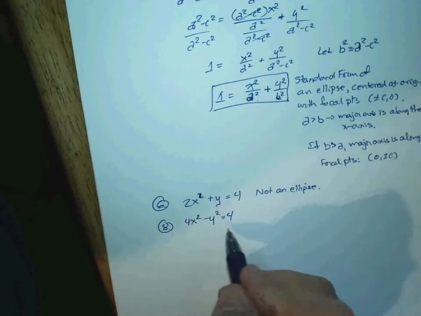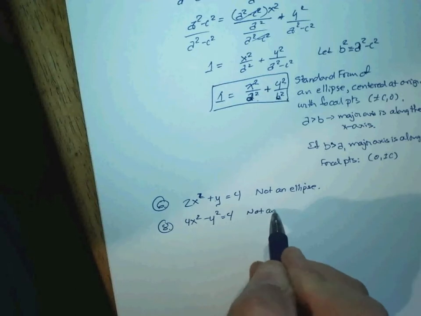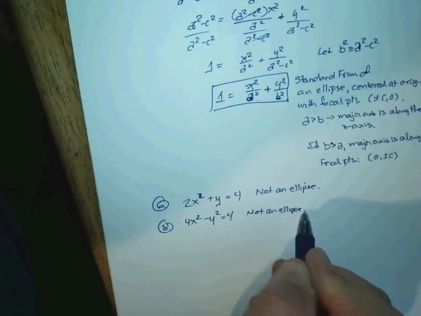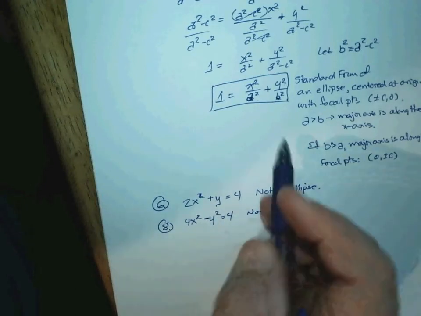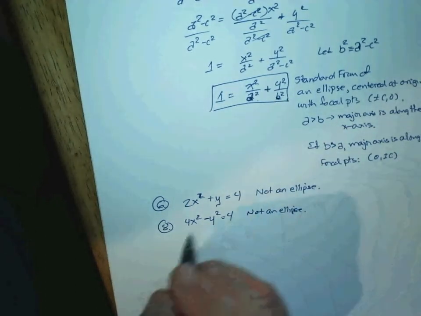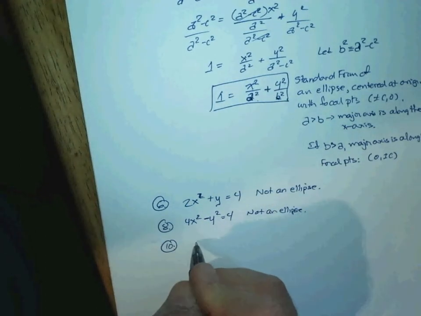Number 8: 4x squared minus y squared is 4. This is not an ellipse. The reason this is not an ellipse is there's a minus in front of the y squared instead of a plus.